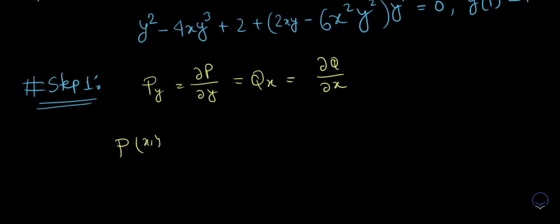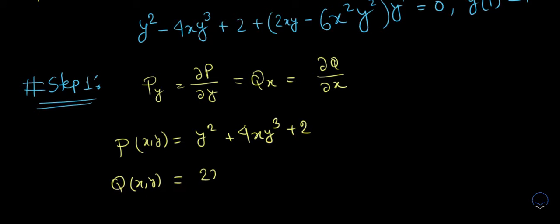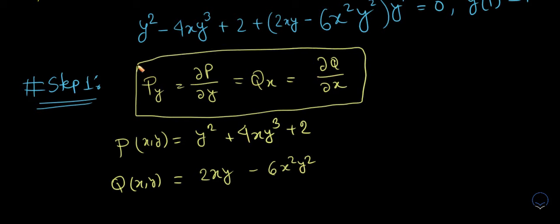So P(x,y) will be just y squared plus 4xy cubed plus 2, and Q(x,y) will be 2xy minus 6x squared y squared, right? So now we want to check whether this condition over here is fulfilled or not. If this is fulfilled, we can attempt a solution. If this is not fulfilled, then we'll say this is not an exact equation.